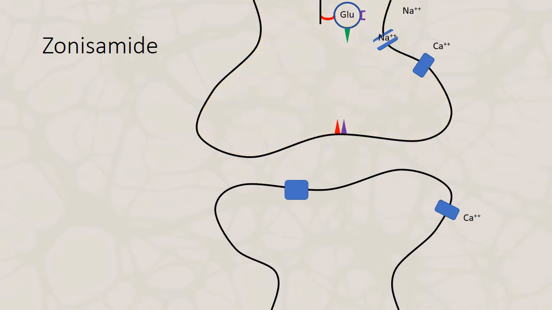For zonisamide, the mechanism of action is mainly through delaying closure of the voltage-gated sodium channels. So when zonisamide is bound to the voltage-gated sodium channels, the initial action potential can occur like normal, but because of that delayed closure, the next sodium cannot enter to cause the next action potential to occur. It does also bind to the N-type calcium channels in the postsynaptic neuron.